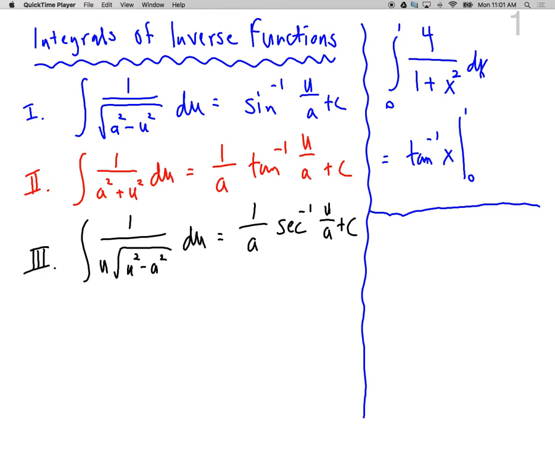Wait, is that problem done? Wouldn't it be 4 times tangent? Oh yeah, thank you, I forgot the 4 up in front. There we go.